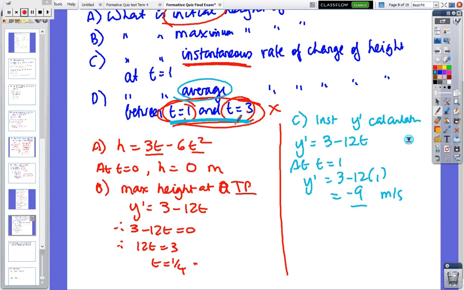Okay, so sorry about that last calculation, but it would be pointless because I know that the maximum height is at t equals a quarter, which means that t equals 1 and t equals 3 are negative heights. So that's not a good question.